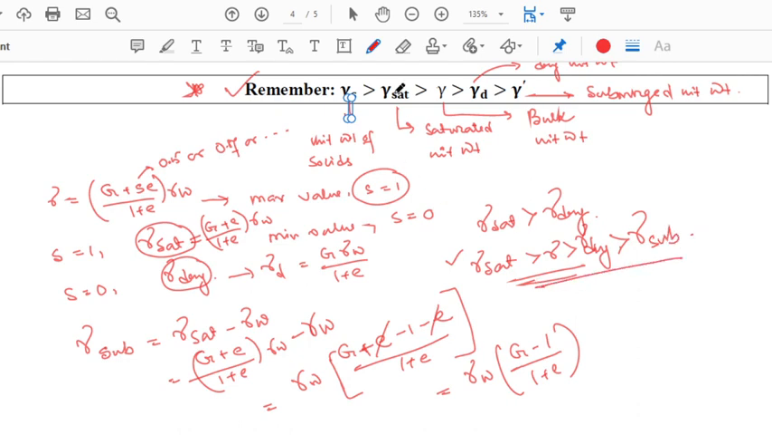And always remember, the unit weight of solids will be the highest of all. So we finally establish the relationship between all. The maximum one will be the unit weight of solids, then the saturated unit weight, then the bulk unit weight, then the dry unit weight, then the submerged unit weight. Hope everyone has got this chapter clear.